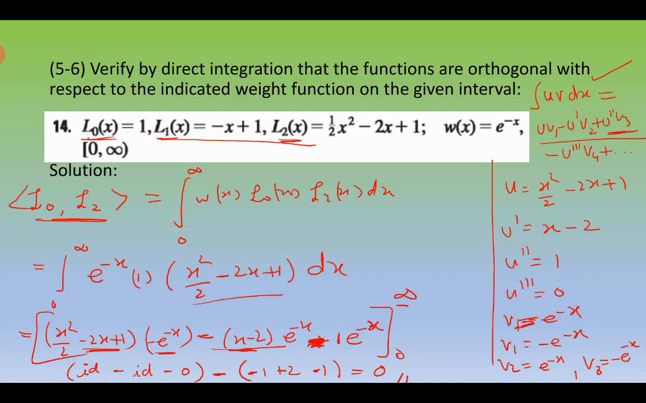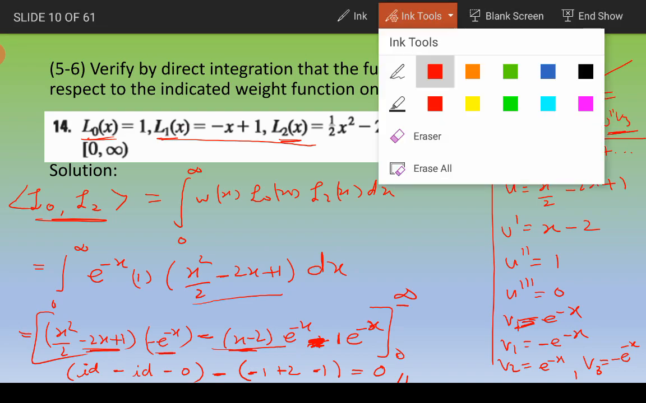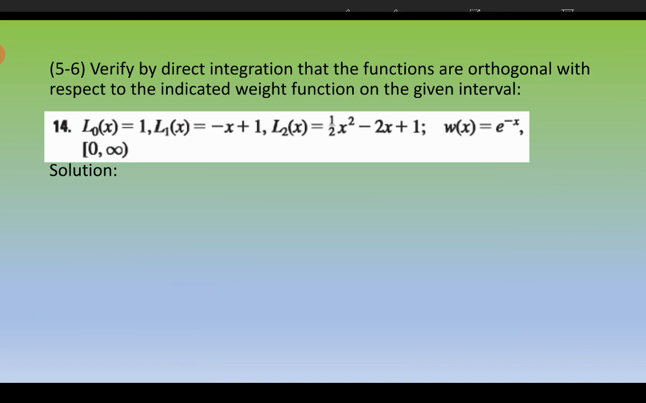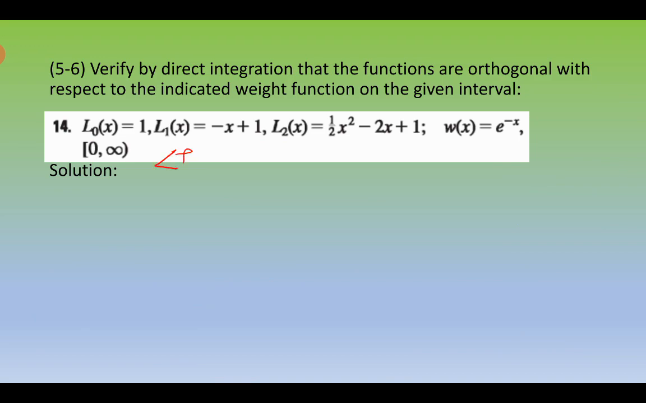L1 with L2, right? The same way we will proceed. Integration, inner product of L1 with L2, with respect to the weight function, 0 to infinity. Weight function is e power minus x. L1 is 1 minus x. L2 is half x square minus 2x plus 1, into dx.